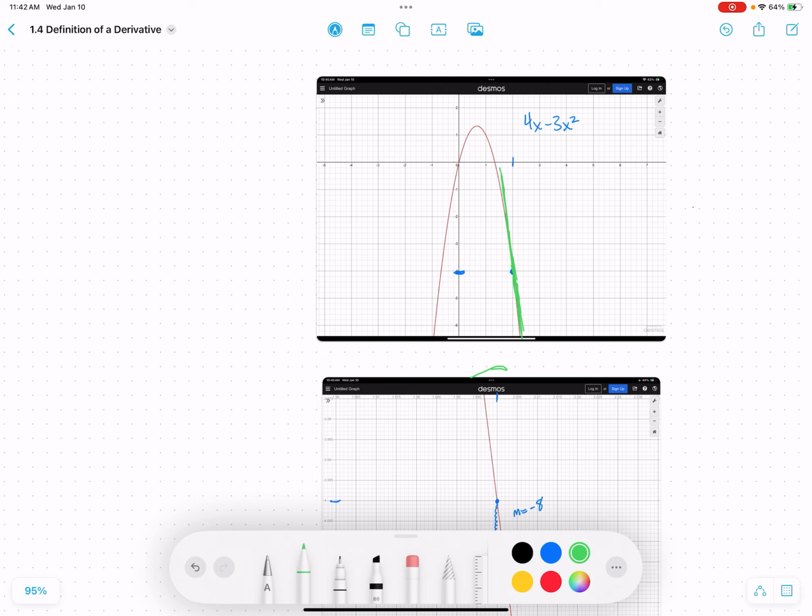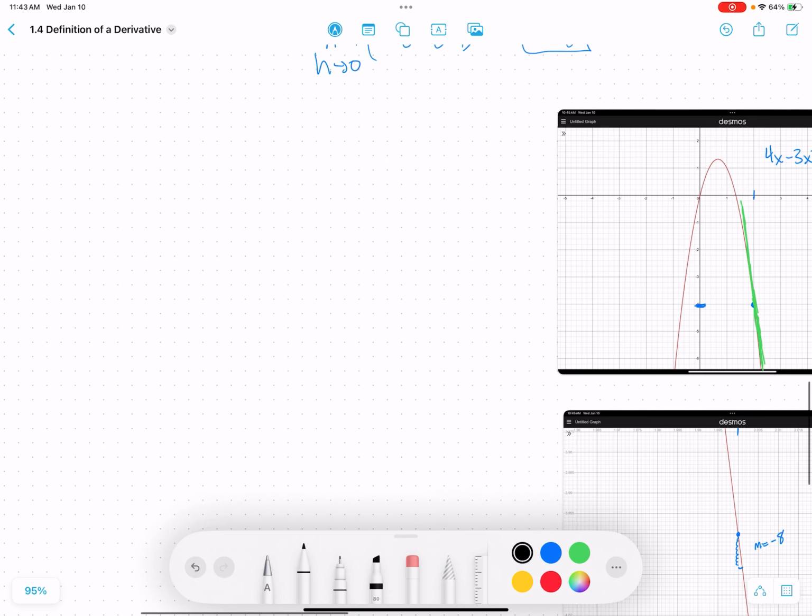I'm drawing a picture of that linear line that matches what the graph is doing at that point. Well, that begs the question, what's the equation of that linear line? So let's see if we can figure out what the equation would be for this line.